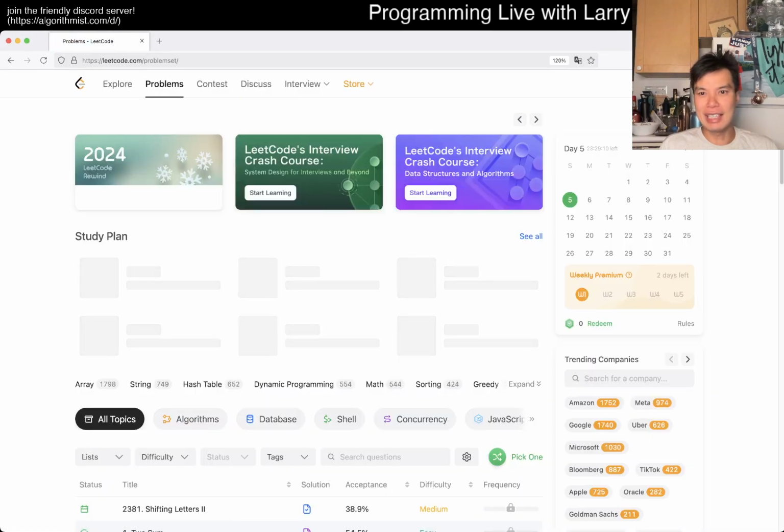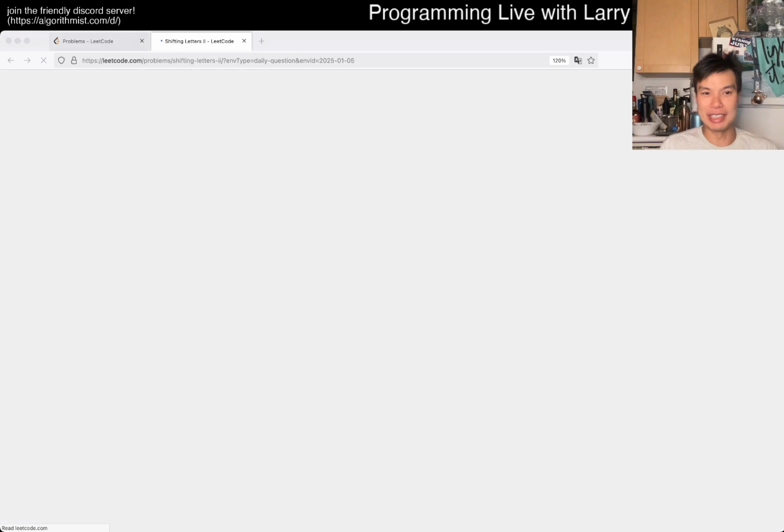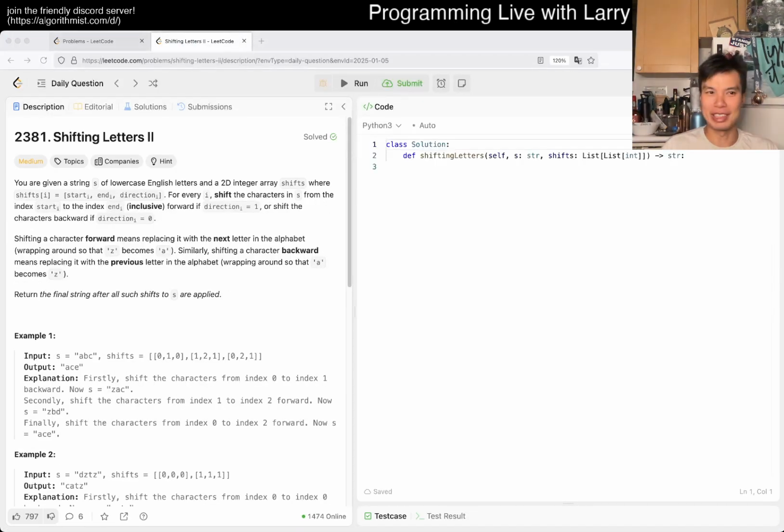This is day 5 of the Leetcode Daily Challenge of the new year 2025. Unless I'm wrong about the year, then I'm just going nuts.